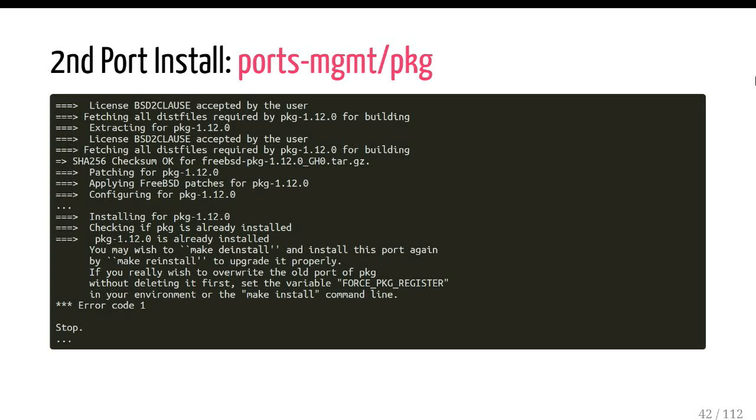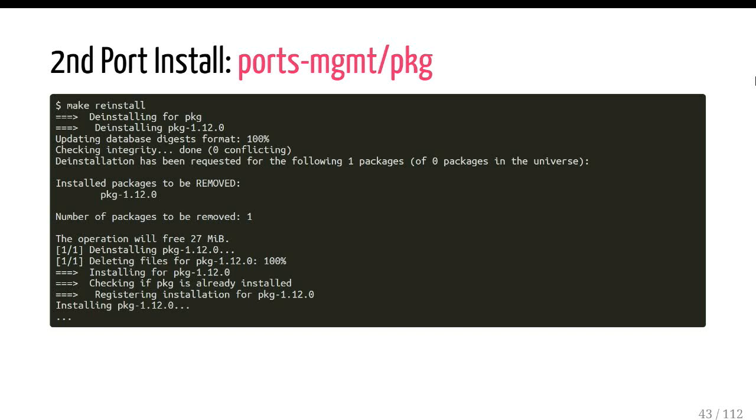And what it's saying is that, hey, you've already got pkg installed. You did that earlier when you typed that pkg command. So why are you installing it again? If you want to install the new version, you've actually got to run the make reinstall command. And that will essentially uninstall the old version and install the new version. And then that'll finish cleanly.